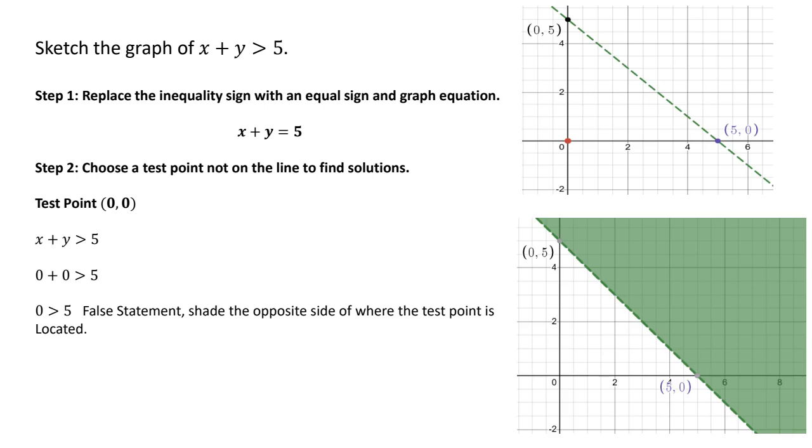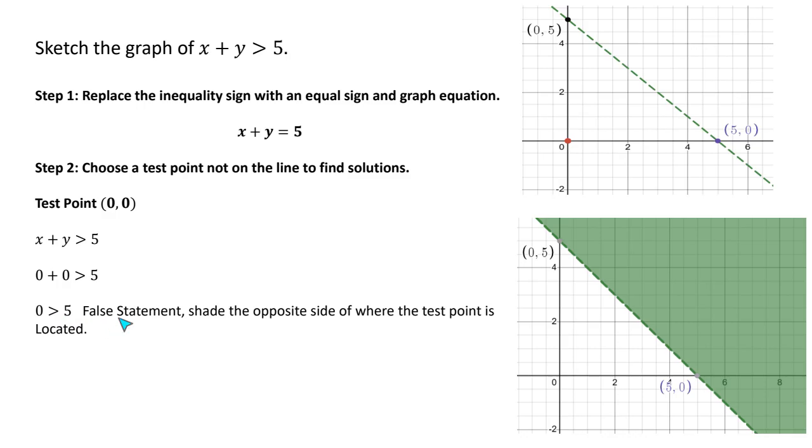And what we're going to do with this test point is write our inequality, which is x plus y is greater than 5. For x, my test point is 0, and for y, my test point is 0. So 0 plus 0 is 0, and 0 is greater than 5. If you notice, this is a false statement because 0 is not greater than 5.